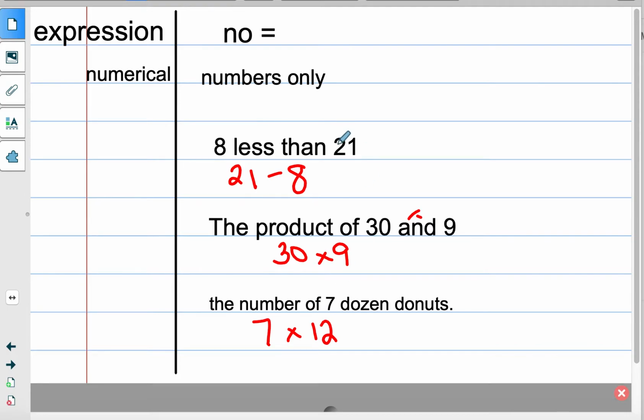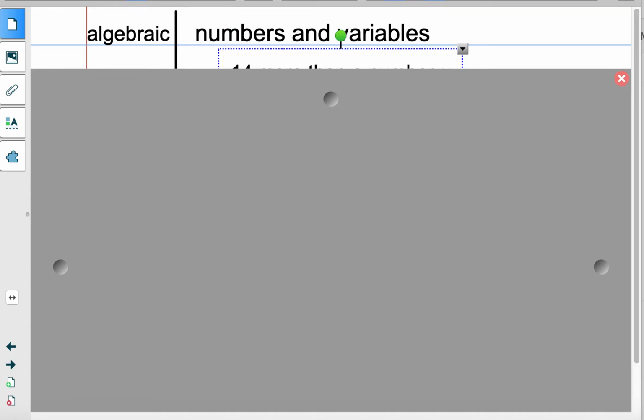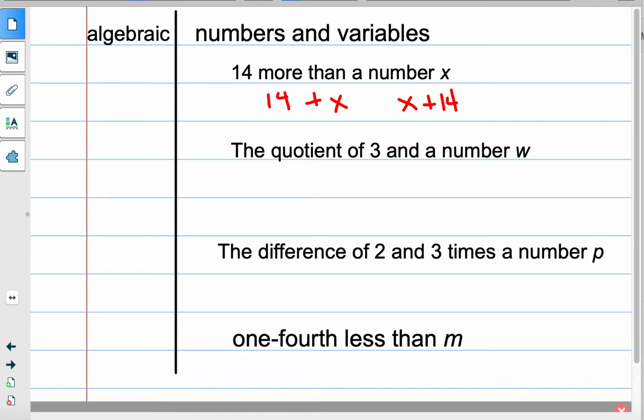So you're going to do some with numerical, and then we're going to jump to algebraic. Algebraic now would mean that they have numbers and variables in them. So 14 more than a number x. Technically, you would say x plus 14, but you can actually write this one either way because of the commutative property, which we're going to talk about tomorrow, says it can go either direction. All right, I'm going to let you do these next 3. Stop the video and then come back when you're done.